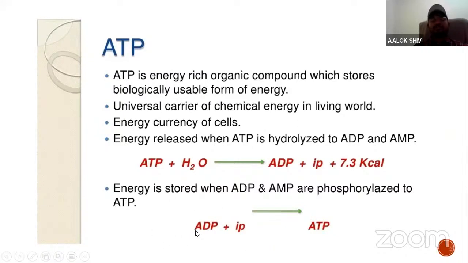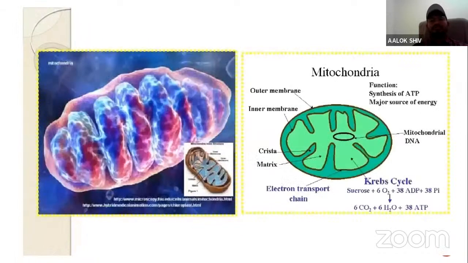And this we have seen earlier in the light reaction. ADP in the presence of inorganic phosphate, with the help of the enzyme ATP synthetase, is converted into ATP. So this you have to remember: from the hydrolysis of 1 ATP, there will be production of 7.3 kilocalorie energy.